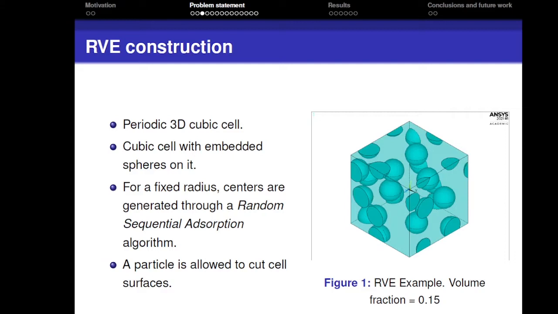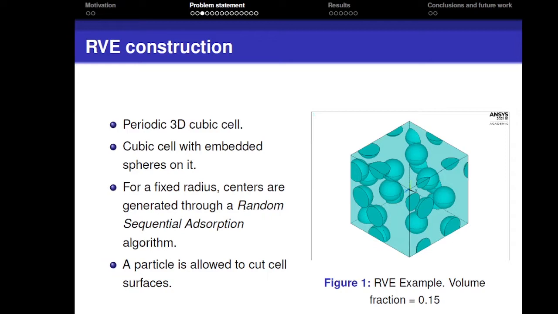Generating a big 3D model of a whole material is an infeasible computational task. To deal with this problem, for our analysis, we will generate a representative volume element, that is, a small model which aims to characterize the whole structure. In our case, the RVE is a periodic 3D cubic cell with embedded spheres in it. The matrix material is epoxy, and the spheres are made of glass.